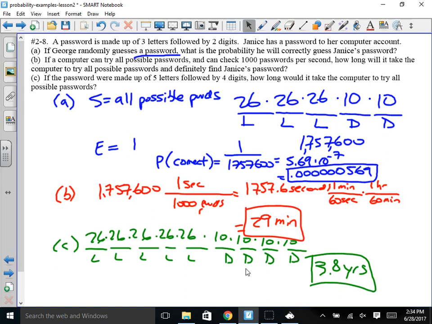This is the reason why there are minimum character requirements for passwords, because as computers get more and more capable, we have to have larger and larger sample space to avoid what we call a brute force attack to find passwords. Okay, let's go ahead and move on to the next problem.